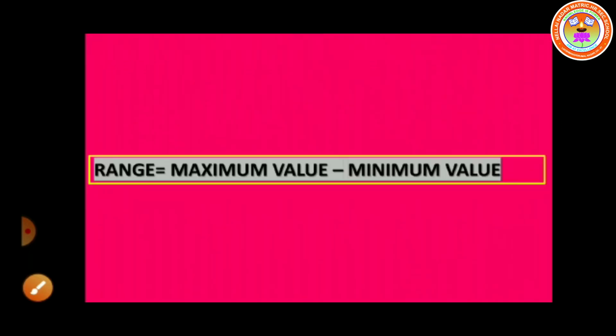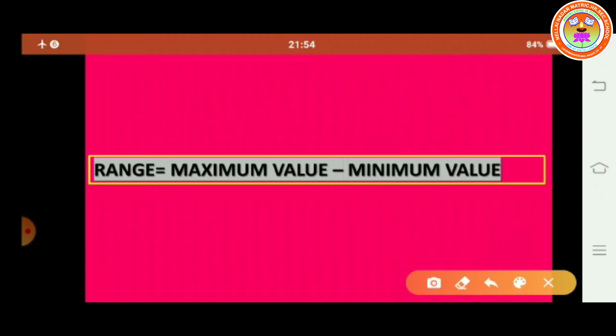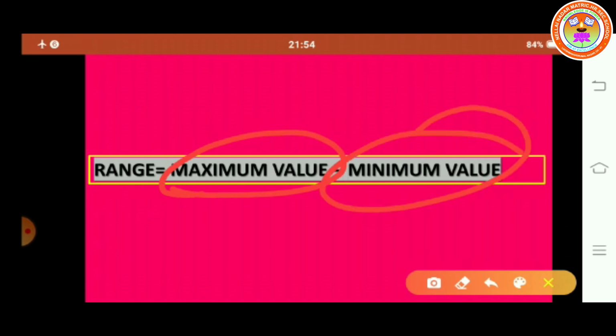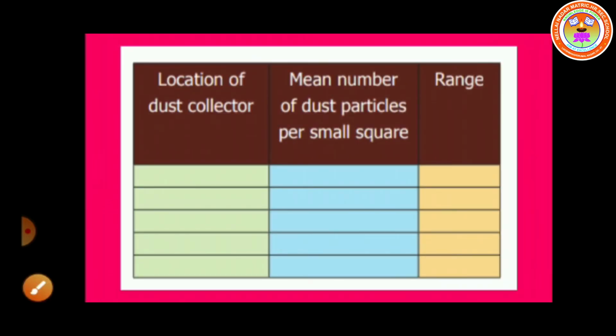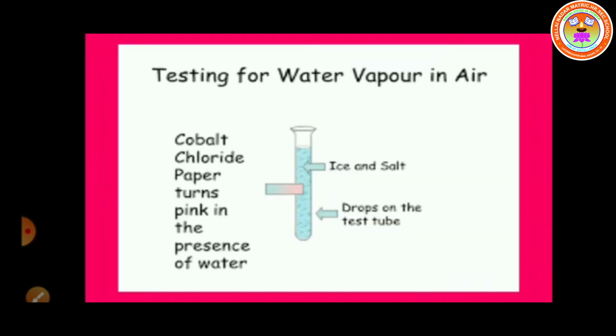And the range of the dust can also be calculated as given below. Range is equal to maximum value minus minimum value. Collect details from all the areas where we have kept the dust collector sheets. Tabulate the recordings in the table given below. Okay students, so this is the method we use to calculate the dust particles in air.